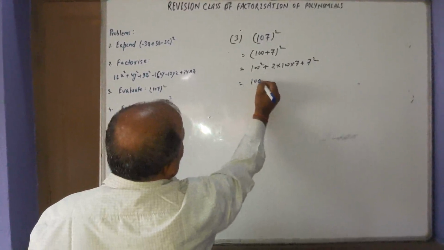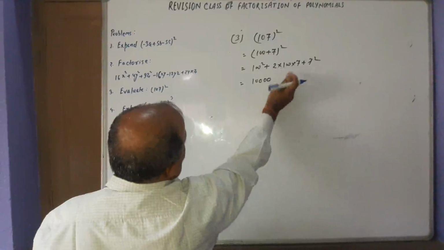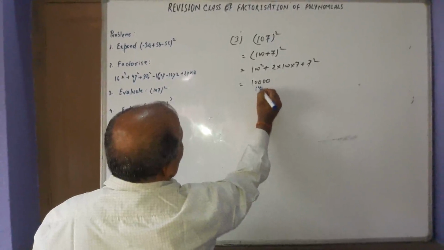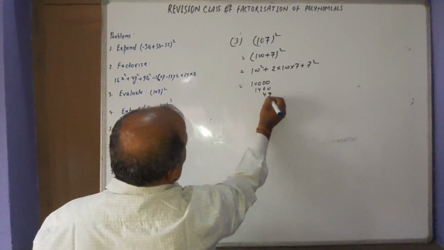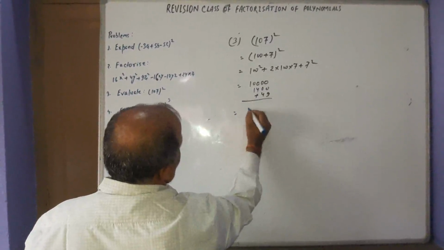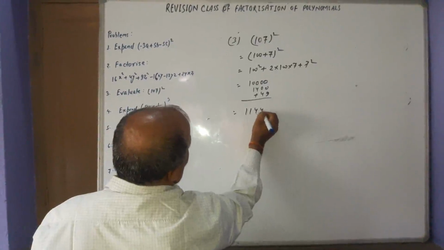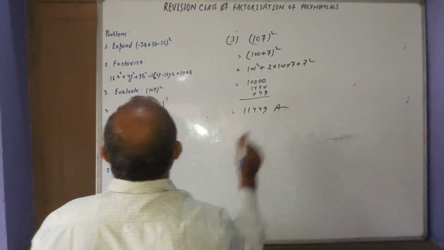This will give 1 having 4 zeros, 7 twos are 14, 100 and 7 sevens are 49. On adding we will get 11449. This will be your answer.